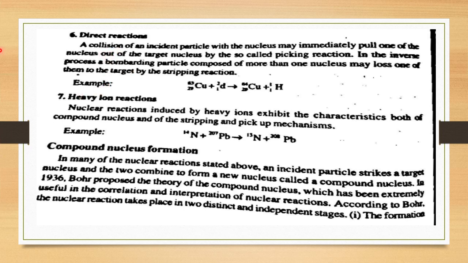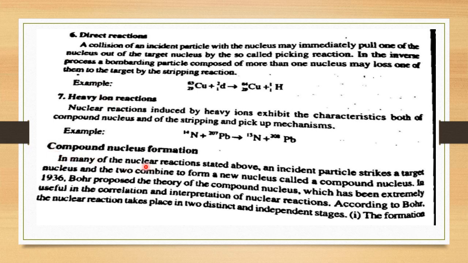Next is heavy ion reaction. Nuclear reactions induced by heavy ions exhibit the characteristics both of compound nucleus and of the stripping and the pickup mechanism. Here is an example. So these are the 7 types of nuclear reaction.